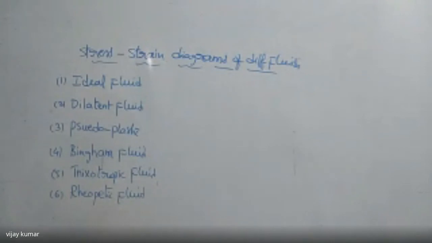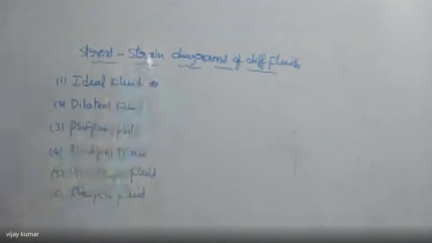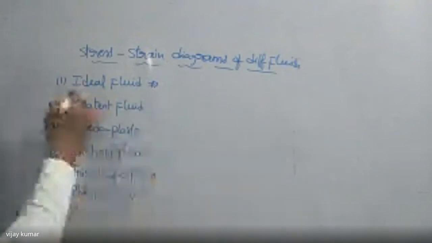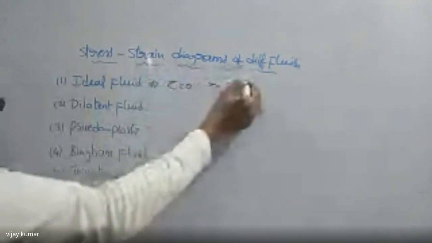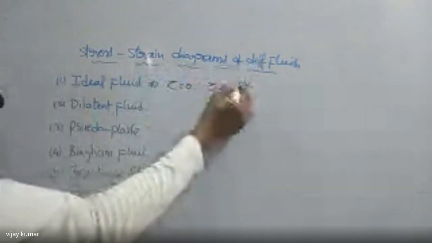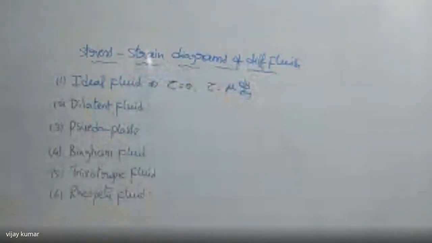Right. Now, in case of ideal fluid, according to Newton's law of viscosity, ideal fluid does not have any viscosity. That is, mu is equal to how much? Zero. That means shear stress tau is equal to zero. Why? Because tau is equal to mu into du by dy. It does not have any viscosity. If mu is zero, automatically shear is also zero. Please take care about that.